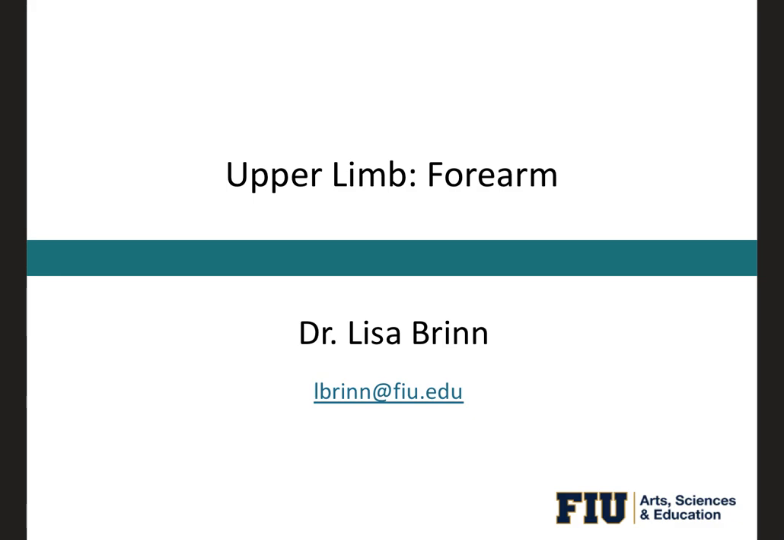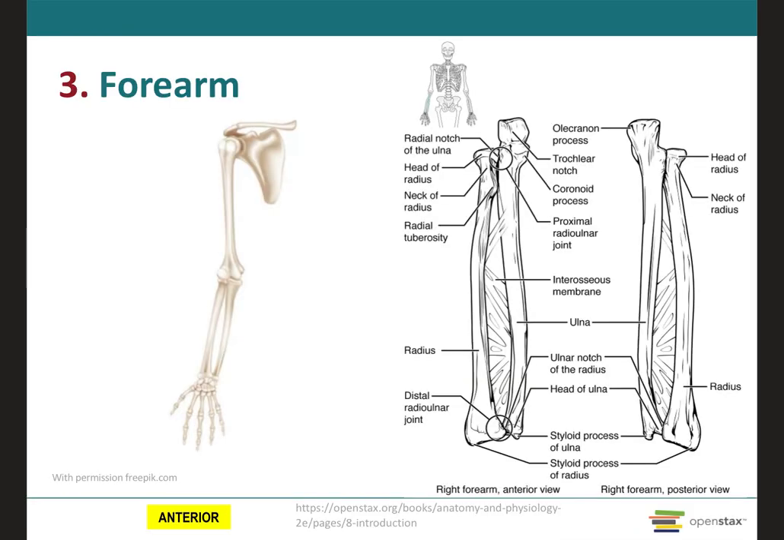Hello everyone. As we move distal in the upper limb, this presentation will cover the forearm. In this slide we have here on the left side the whole upper limb with the pectoral girdle, the arm, and now we're going to be covering the forearm, which is made by two bones, the radius and the ulna.